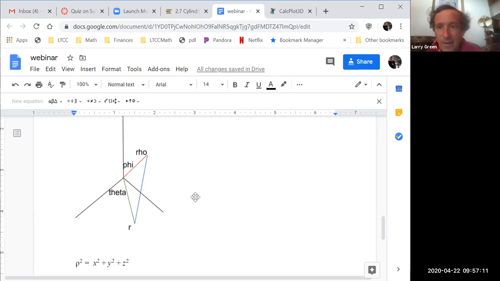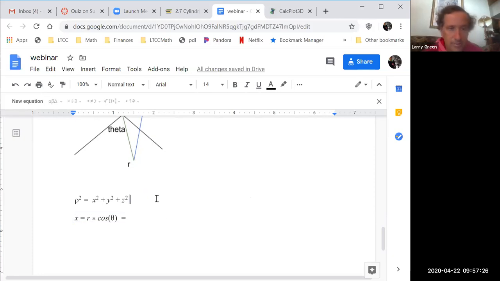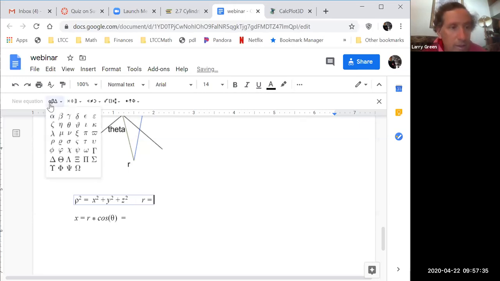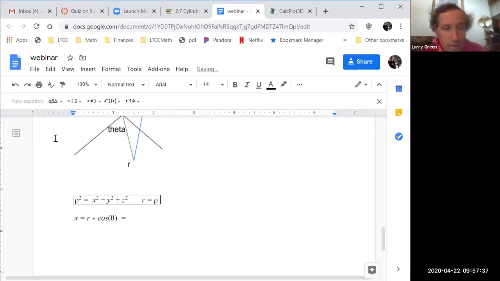So if the sine of phi is r over rho, then you can multiply both sides by rho and you get r equals rho sine phi. Let's write that down. I'll put it over here. So r equals rho times sine of phi.